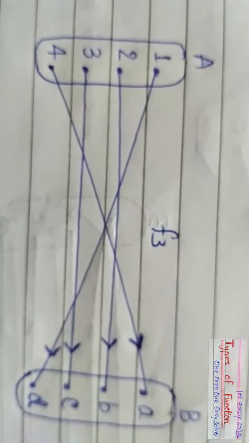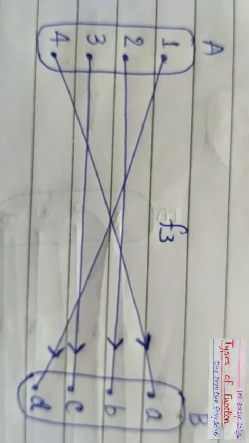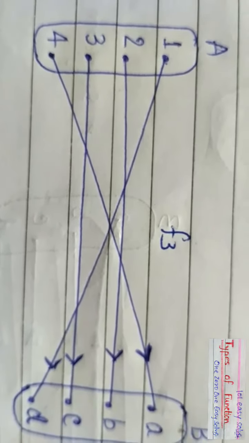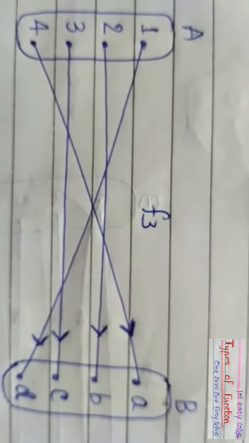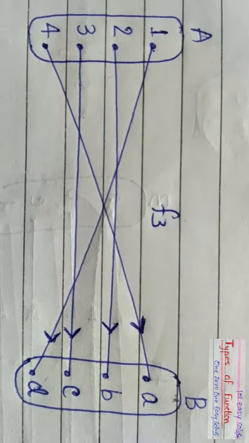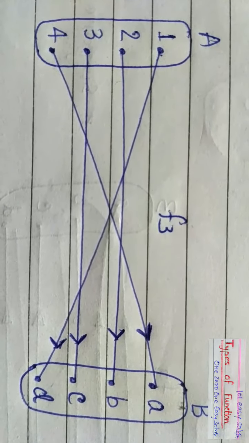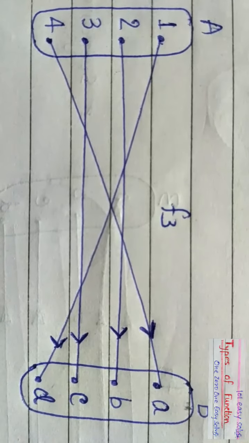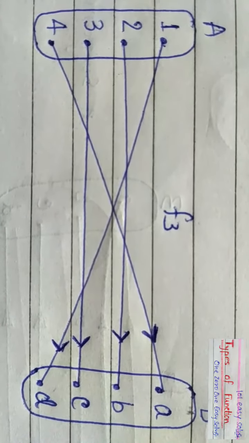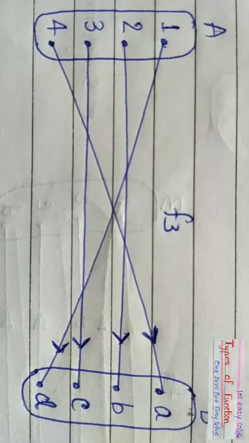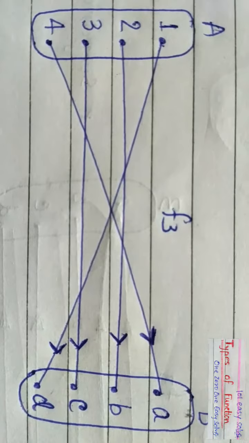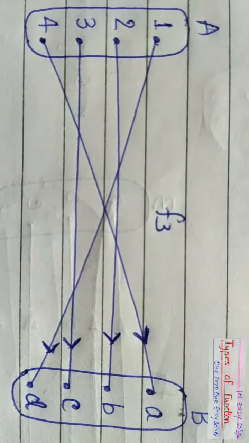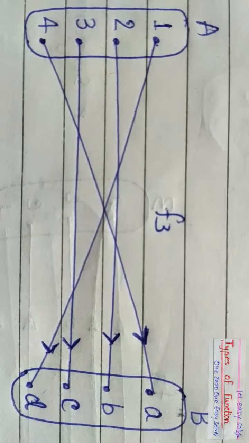Same thing in function 3. Function 3 is bijective because all the members of set A have a unique and distinct image in set B. So it is injective, and it is surjective. Why? Because no member of set B is remaining here. All the members of set B are the image of some different element of set A. So it is injective also and surjective also. So this function f3 is bijective.